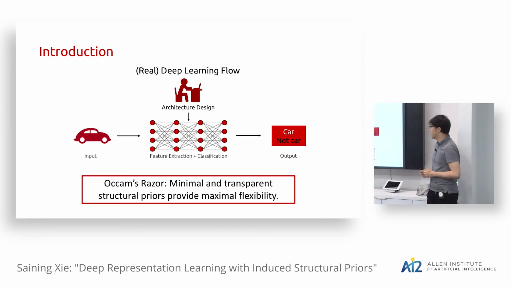So what do we do? My perspective is that we should really apply Occam's razor here. We want to find the minimal and transparent structural priors that can provide maximal flexibility. This is really important because if you're designing an architecture, you want your architecture to generalize to different tasks or even different domains, instead of just doing one specialized task at a time.